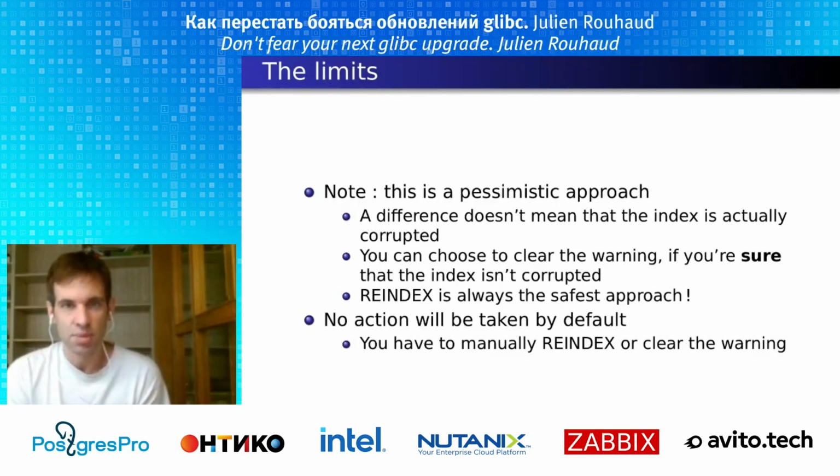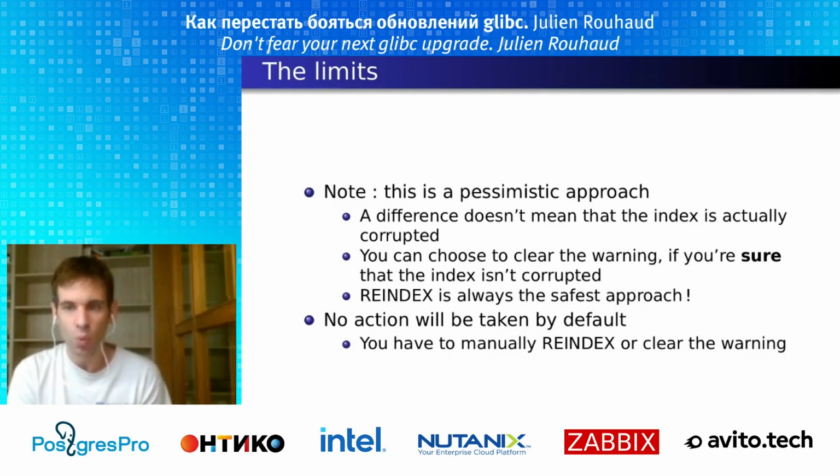So let's now see some limits of that approach. It's not bulletproof and it can raise false positive warnings, because what this approach does is check for a version change in the underlying collation library. But it's not because a library was updated that it actually changed its ordering and broke your indexes. So what that means is that when you hit this message, you have a decision to make, and Postgres will not make the decision for you.